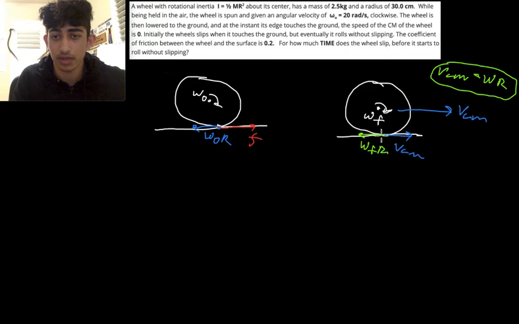If the velocity of this point is 0 now, there is no longer any relative velocity between this point and the ground. Therefore, there is no more friction. When an object is rolling without friction, I mean, when an object is rolling without slipping, there is no more friction acting on that object. So with that in mind, let us start our calculations.